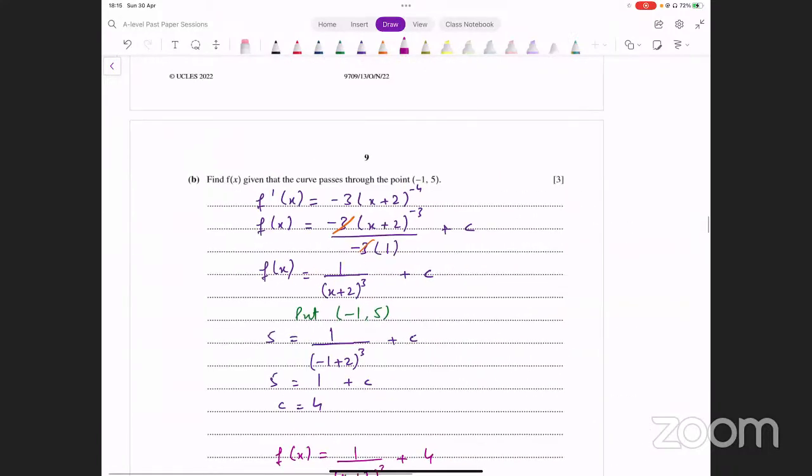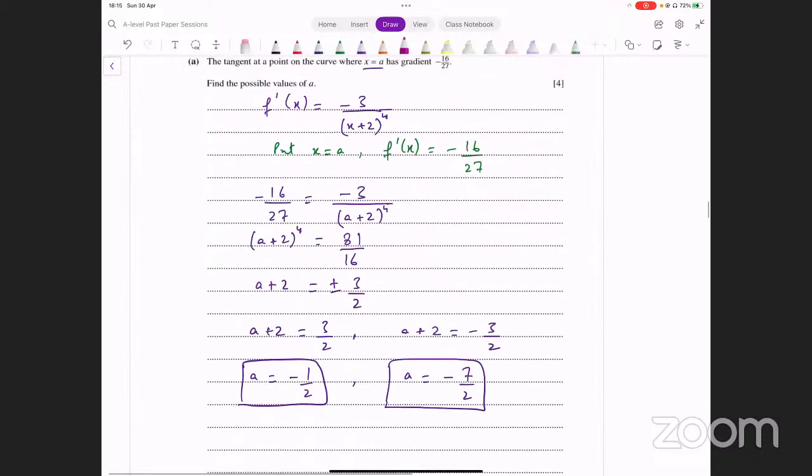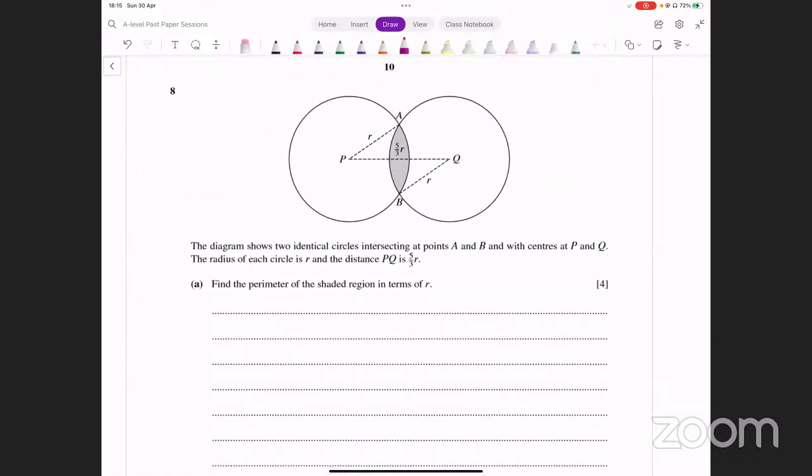ठीक है, ये आपके पास f of x आ गया. Let's move on. That's the second part of this question. That's what we had to do here. Question number 8. Let's move on to this.